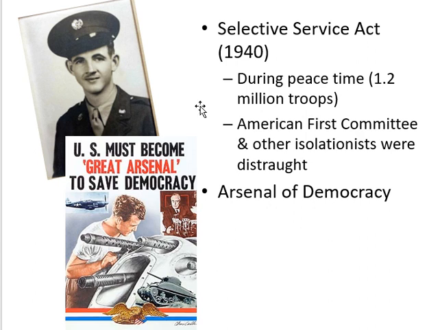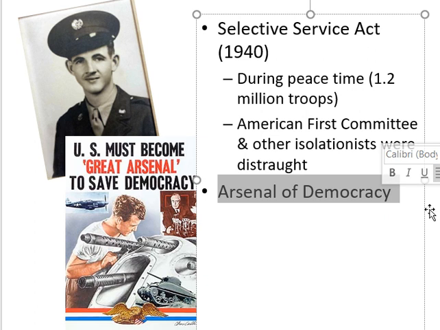And so again, with this peacetime military, the America First Committee is obviously going crazy, and they're like, what are you doing? Because they see the writing on the wall that we are going to eventually get involved in this war. And then FDR gives a speech called the Arsenal of Democracy speech.